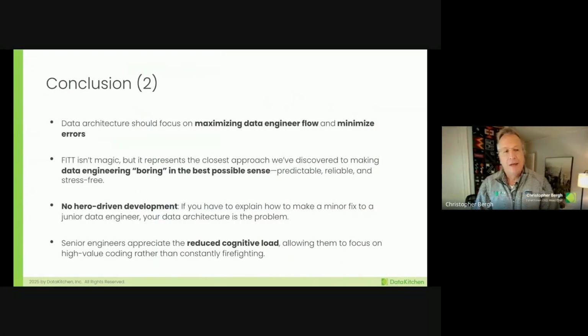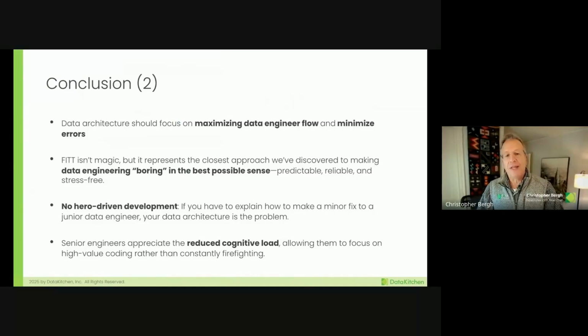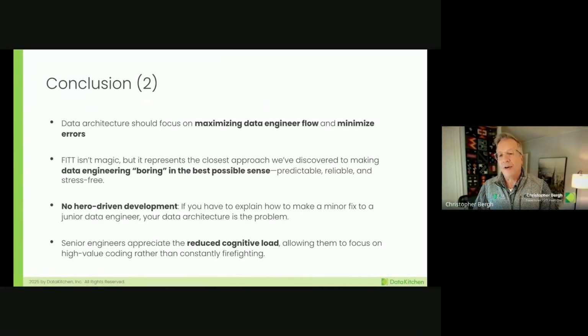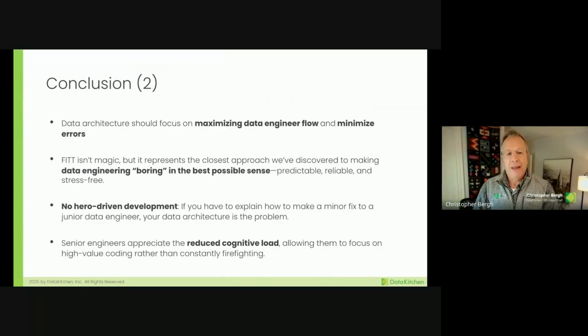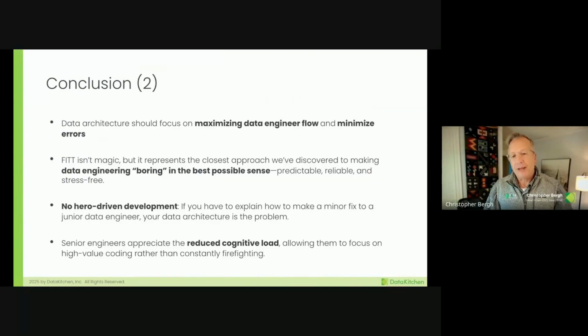And lastly, I think just to conclude this, your data architecture should focus on maximizing data engineer flow and minimizing errors. I think what I've seen with things like medallion architecture, they're all about honestly maximizing data vendor revenues. And while FITT isn't magic, it represents the closest approach we've discovered to making data engineering kind of boring. Like it's predictable, it's reliable, it's stress-free. And heroism is bad.